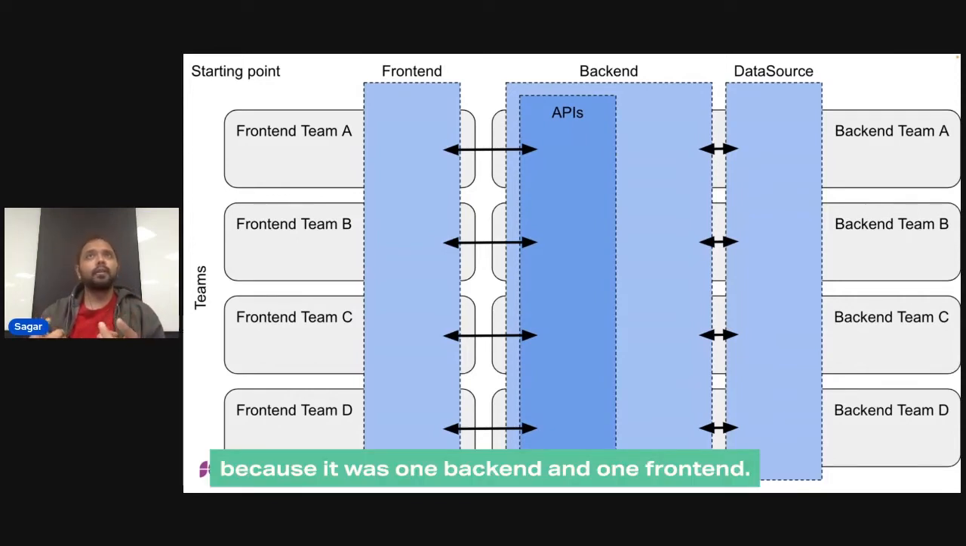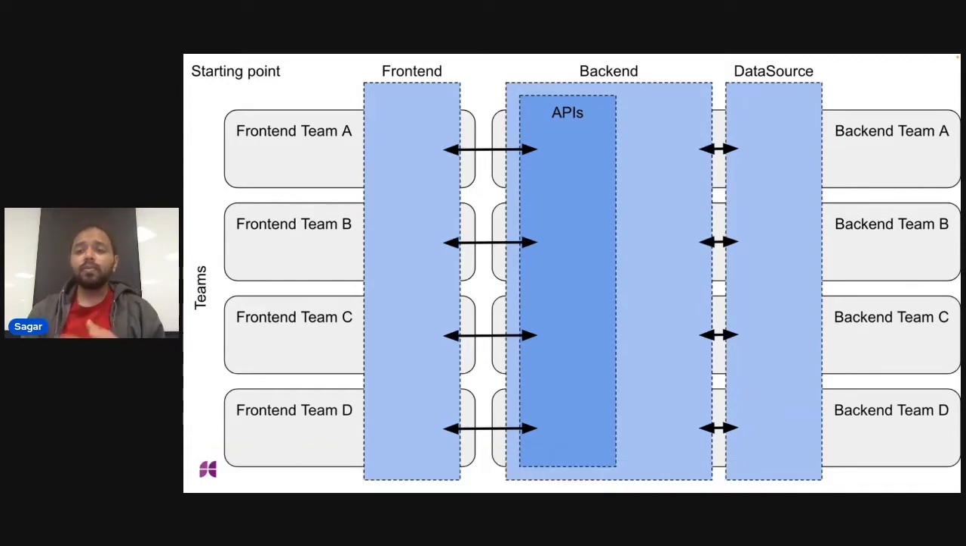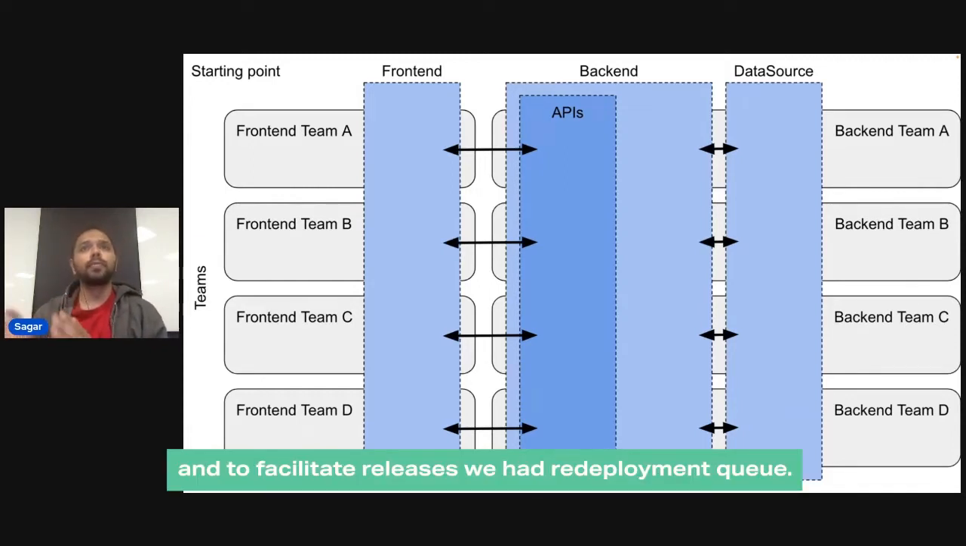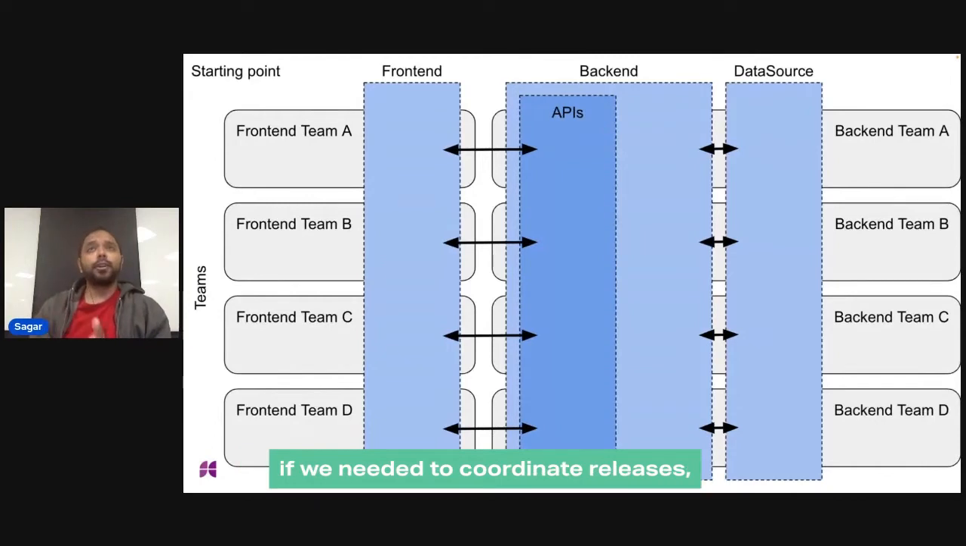Because it was one backend and one front end, there was just one deploy pipeline. And to facilitate releases, we had a deployment queue. And so if we needed to coordinate releases, we would use this deployment queue.